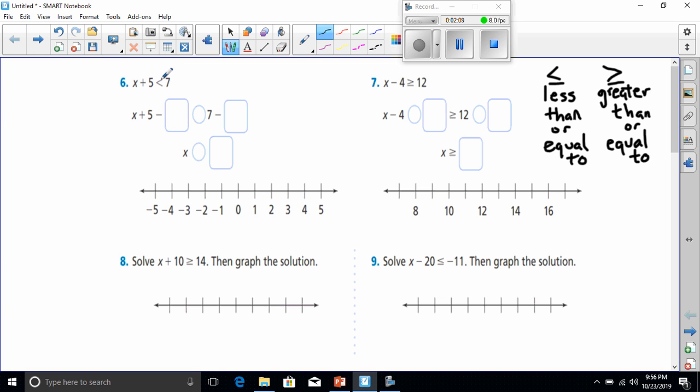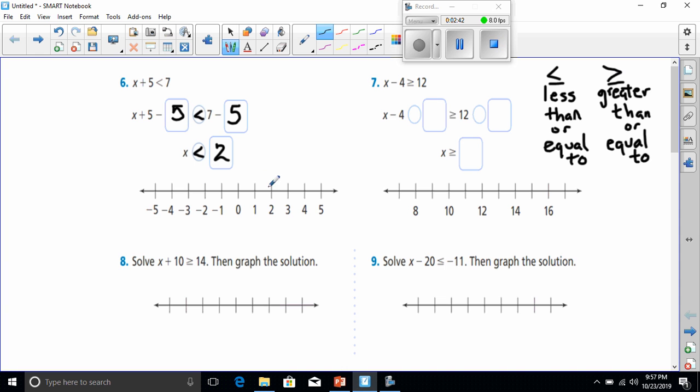X plus 5 is less than 7. Well, to solve this, I have to subtract 5 from this side to get x alone. So this minus sign means that I'm subtracting 5 from this side. And of course, whatever I do to one side of my inequality, I have to do to my other side. Now, the symbol that's in between is going to remain the same. And so x is less than 7 minus 5, which is 2.